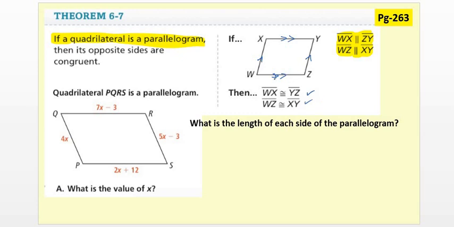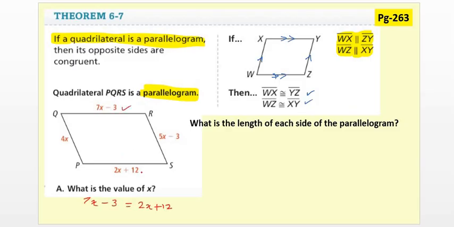By keeping this theorem in mind, let's solve this example. It says what is the value of x. Because they said quadrilateral PQRS is a parallelogram, the opposite sides will be equal to each other, or congruent to each other. So I can use 7x, because I want to find x. I can say 7x minus 3 will be equal to 2x plus 12.